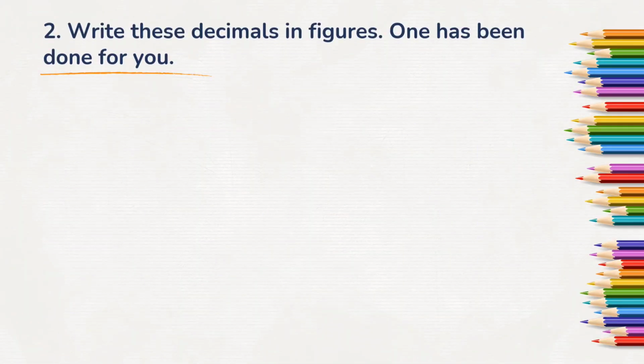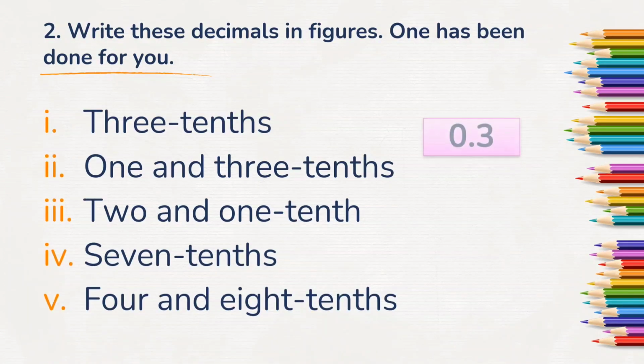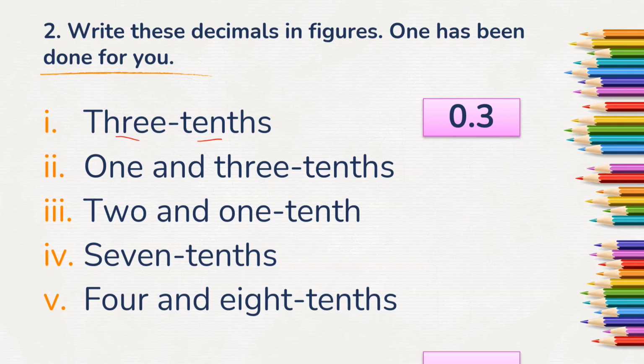Here write these decimals in figures. First one has been done for you. 3 tenths. 3 parts out of 10 parts are considered. So it is not a whole number. So we'll write it as 0.3. Second one, 1 and 3 tenths. How will you write 1 and 3 tenths? 1 is the whole number. So 1.3.